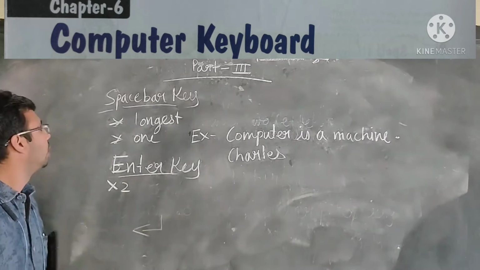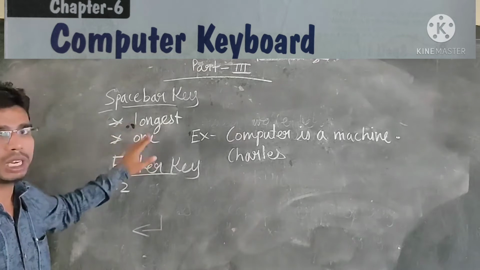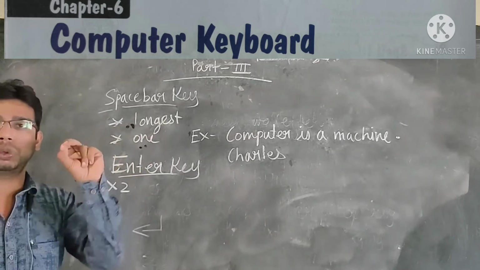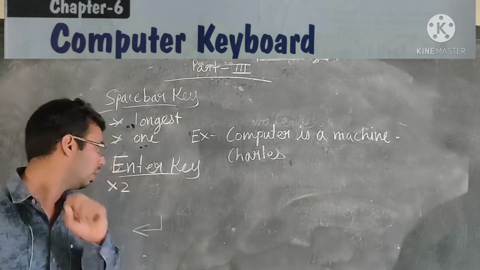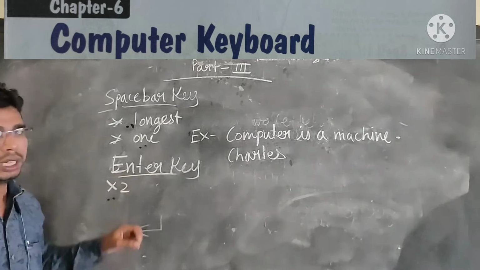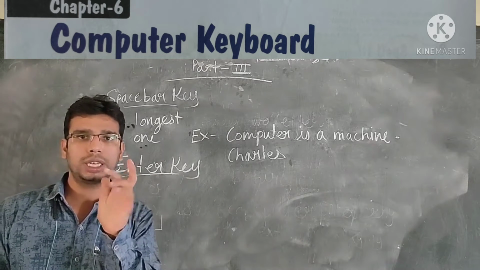Once, revision. Space bar key. It is the longest key on the keyboard. There is one space bar key and it is used to give space between two letters, words or numbers. Now, enter key. There are two enter keys and it is used to move to the next line.